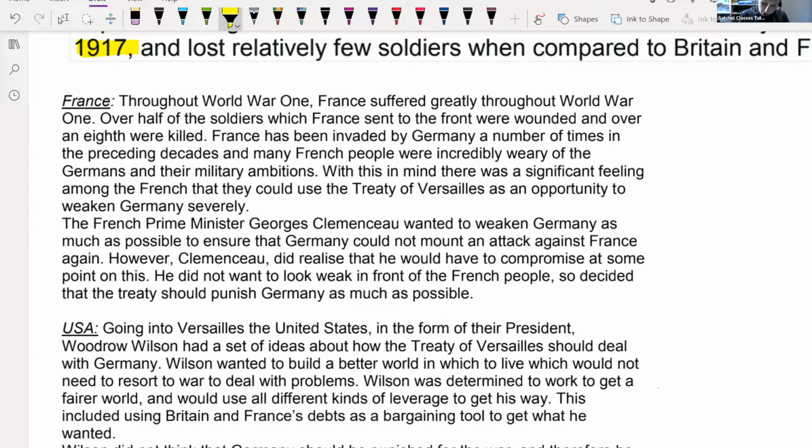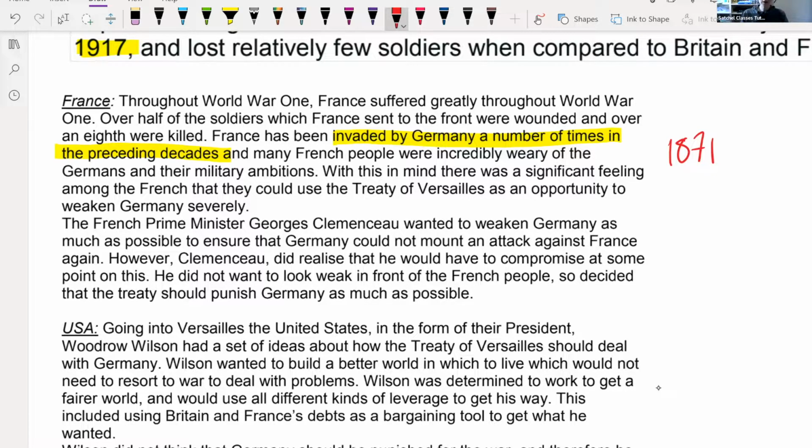So let's just have a look then at what the different countries' stances were. So France, they suffered greatly during the war. Over half of the soldiers that they sent to the front were wounded, and over an eighth were killed. Now, they had been invaded by Germany a number of times in the preceding decades. Now, the big one of this was 1871, and the leader of France, who represented France at the Paris Peace Conference, Georges Clemenceau, had experienced this. So he'd been there in 1871. He was also there in 1914 when it happened again.